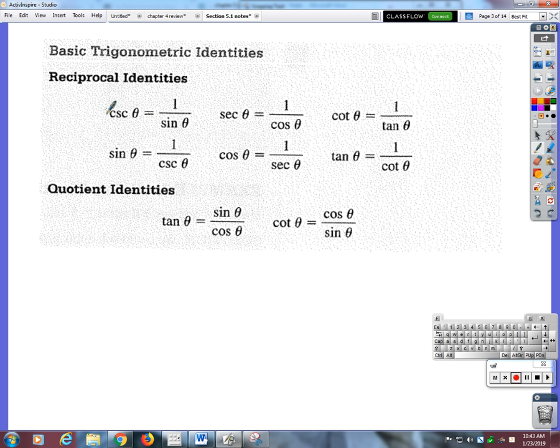Cosecant and sine are inverses of each other. Secant and cosine are inverses of each other. And cotangent and tangent are, I shouldn't say inverses, are reciprocals of each other. And then the same thing is true, you can go the opposite way. So these two are basically the same, just written in the other direction.